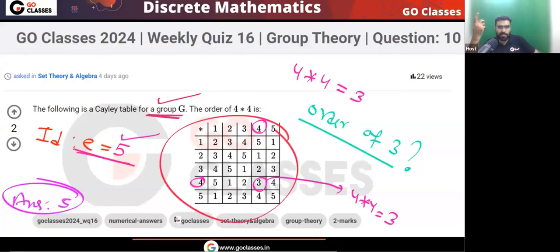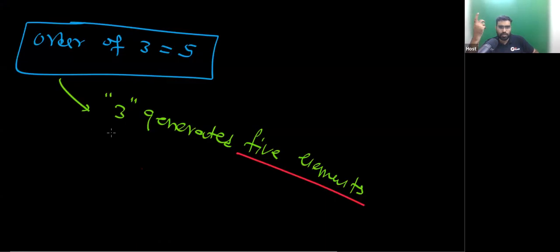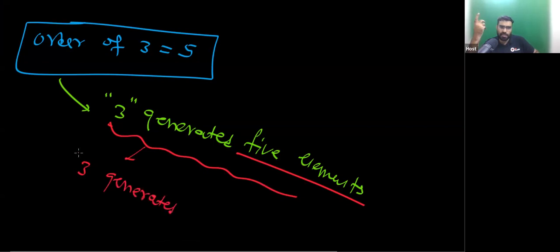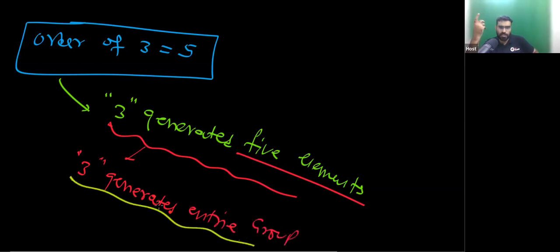The group has 5 elements only. So it means 3 has generated the entire group. If 3 generated the entire group, then 3 is the generator.